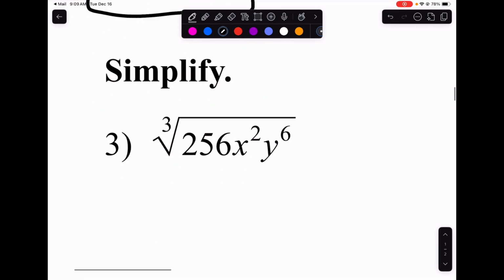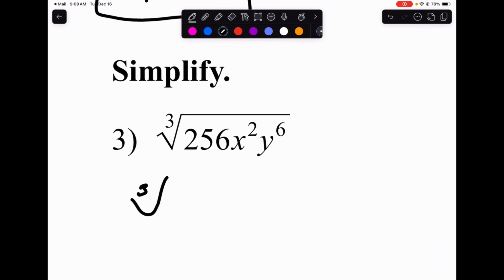All right, these we got to break down. Square root or cube root of 256. So we have to use perfect cubes to simplify this. Let's see, I think that would be what, 60, yeah, so 64 times 4.